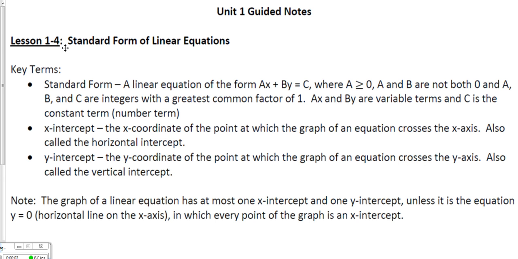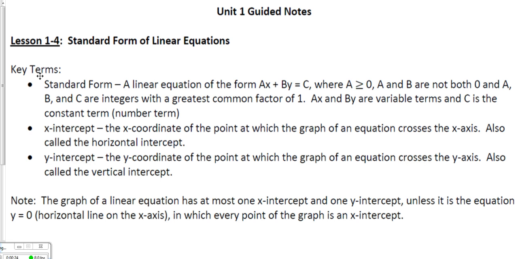Lesson 1.4 is all about the standard form of linear equations. This one follows our last two lessons because we're going to go over a different form of linear equations, so not our slope-intercept form, which remember was y equals mx plus b. This is going to be a little bit different, and we're going to go over how to change it back into a slope-intercept equation, the y equals mx plus b.